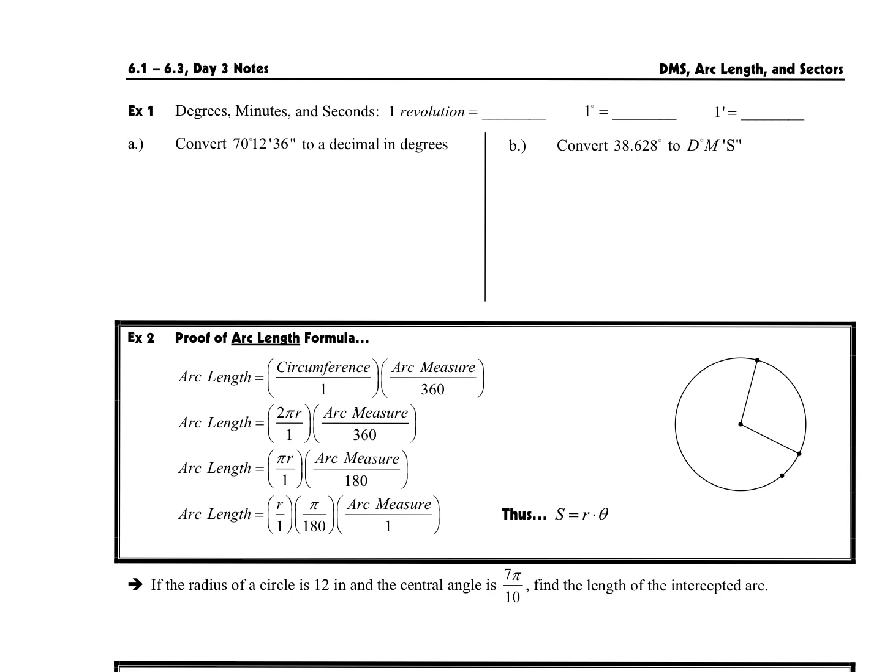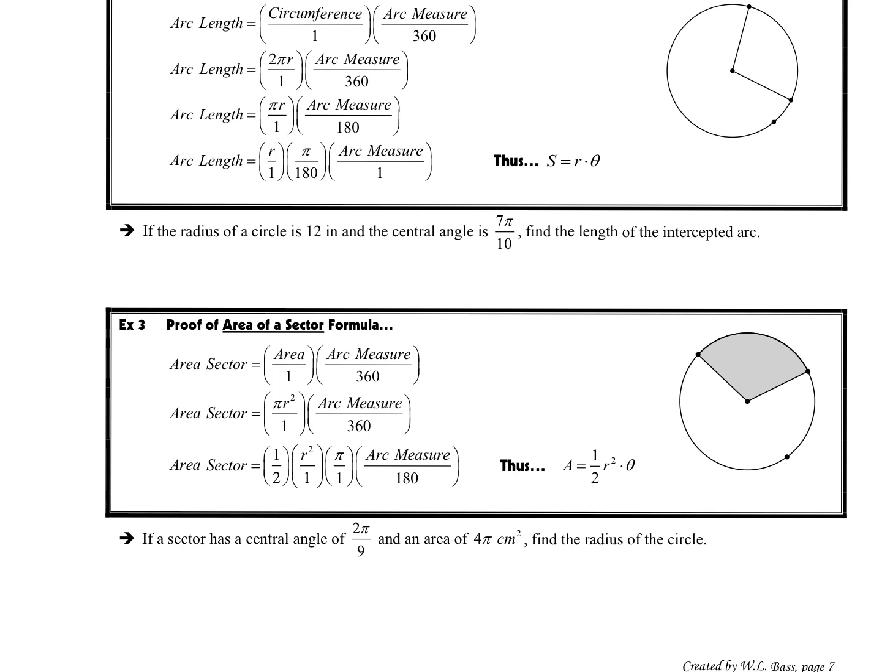In this video, we're going to go through a couple formulas. We're going to start looking at degrees, minutes, and seconds. That's going to give us a more accurate way of representing our degrees. We're going to look at arc length in terms of angles measured in radians, and then we're going to look at area of a sector also in terms of angles measured in radians.